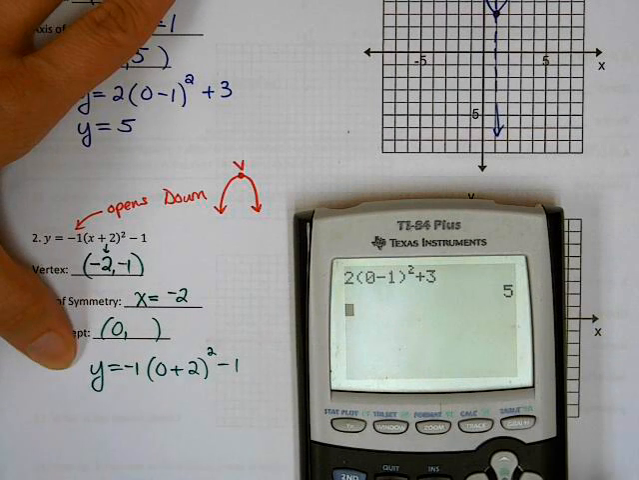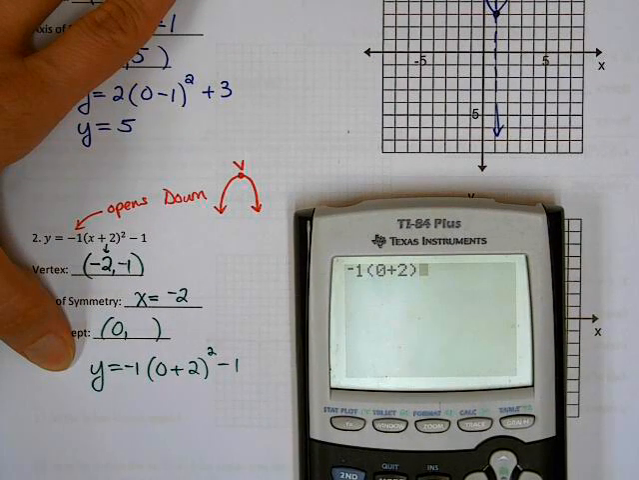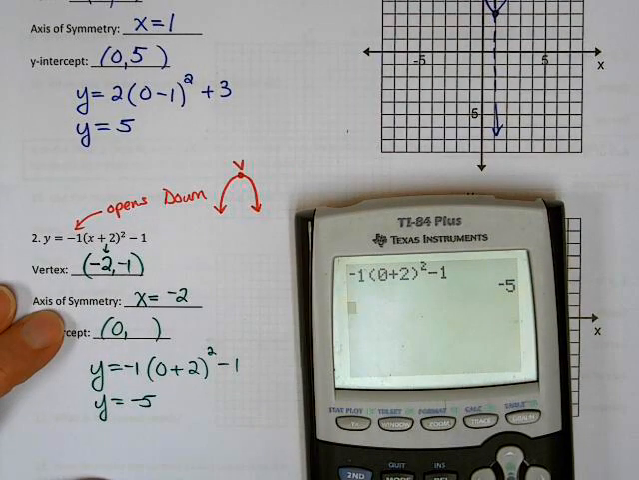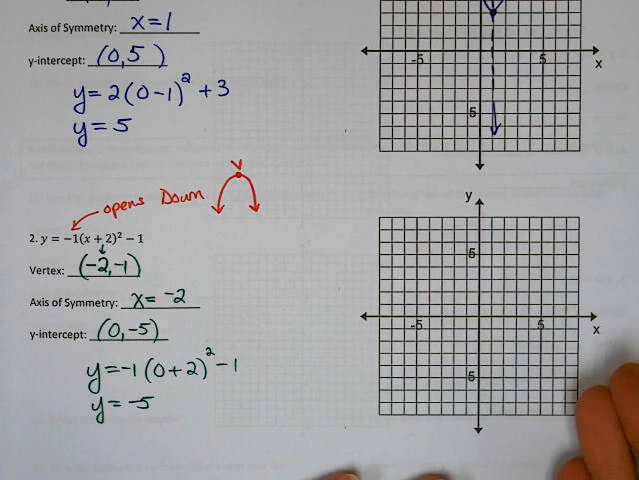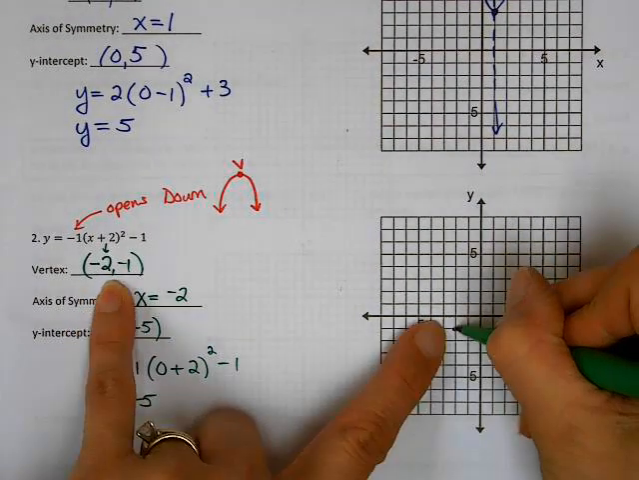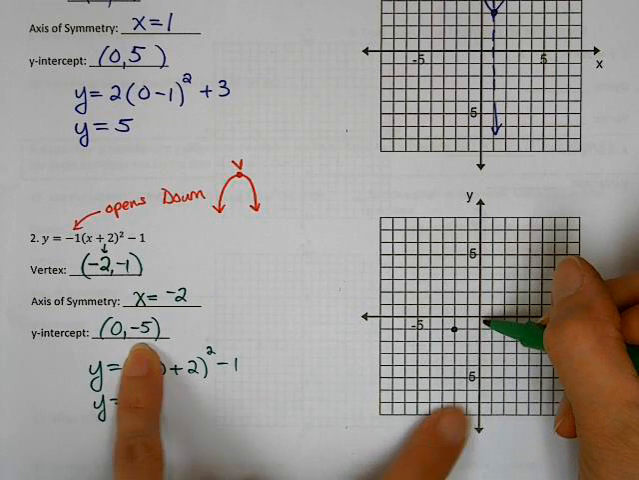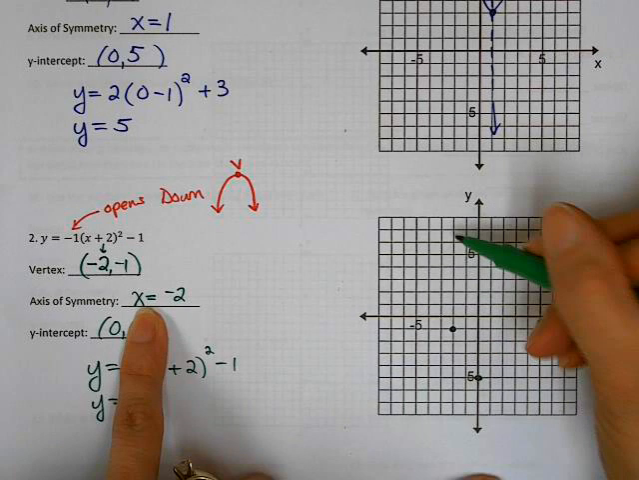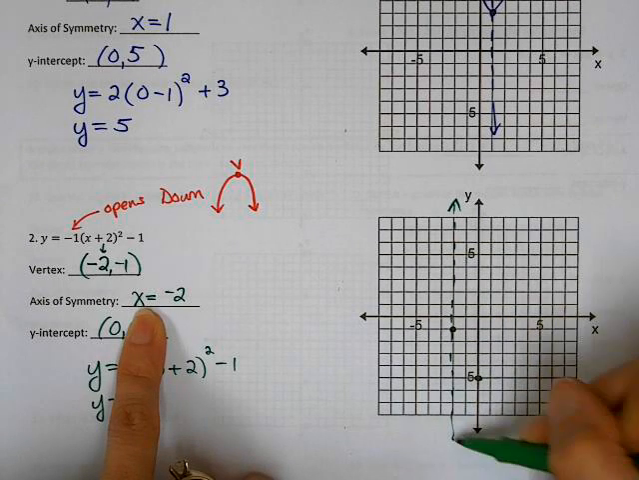I'm just going to use my calculator again. -1, 0 plus 2, quantity squared, and I get the value of -5. So that means that the y-intercept must be at 0, -5. Let's go see how this looks on a graph. The vertex is -2, -1. The y-intercept is 0, -5. And the axis of symmetry is a vertical line going right through -2. Wherever your vertex is, that's where your line of symmetry should be.